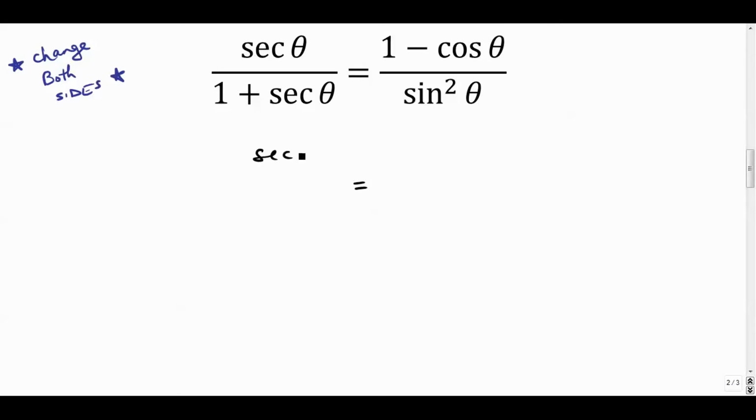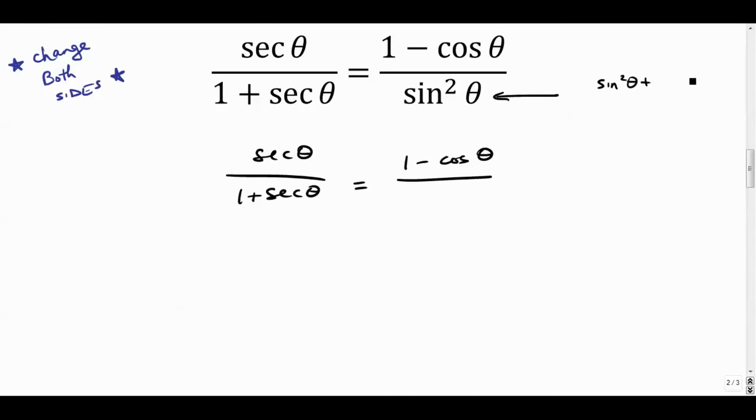Actually, I'll just write that again. I'm going to start with the right-hand side. I think it's a little bit easier. So on the right-hand side, I have 1 minus cosine theta. I can't do anything with that. And then I have sine squared theta. Well, I can do something with that, if I remember that sine squared theta plus cosine squared theta equals 1. So if I solve that for sine squared theta, I get 1 minus cosine squared theta. So I'll replace that right now. My denominator is 1 minus cosine squared theta.